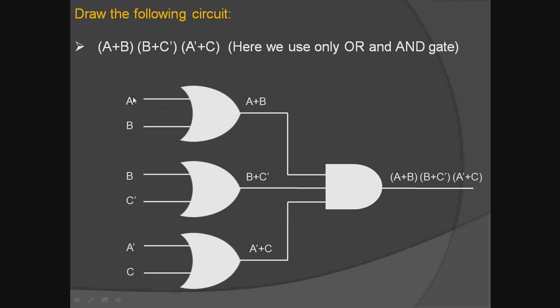So you have two inputs a, b, and you get a plus b. Then b, c complement, you get b plus c complement, and then you get a complement plus c. Since you have to multiply all of these three terms, that's why you use an AND gate. So the outcome of that will be this.